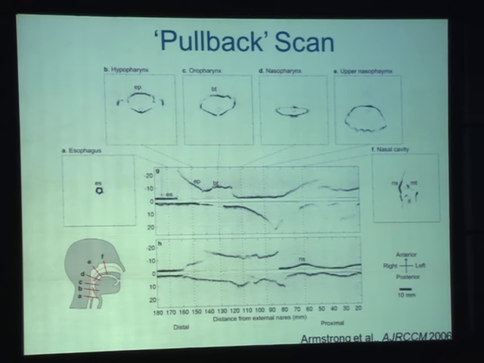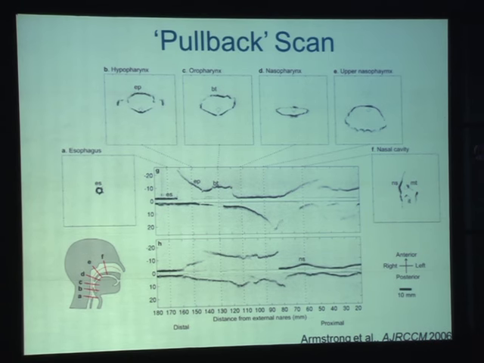This is an example from one of our publications in the American Journal of Respiratory and Critical Care Medicine in 2006 of a pullback scan, where we popped the catheter or the probe down into the esophagus, and we slowly pulled it back all the way through the hypopharynx, oropharynx and velopharynx, and you can see along those lengths the characteristic structures. This is an anterior-posterior view, and this is a lateral view.